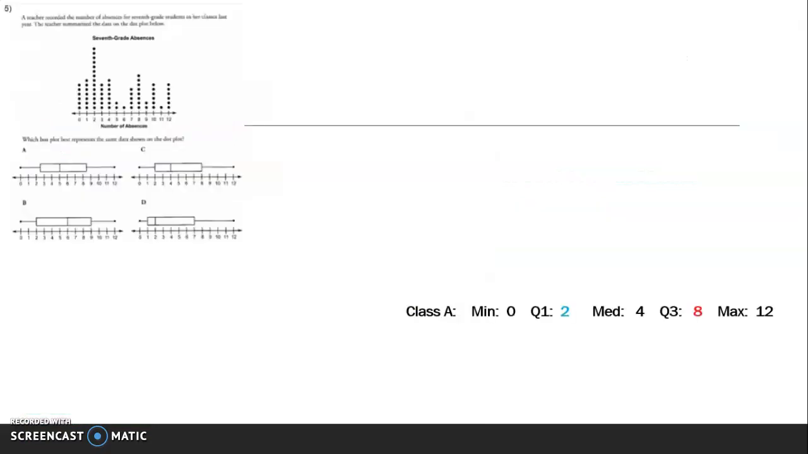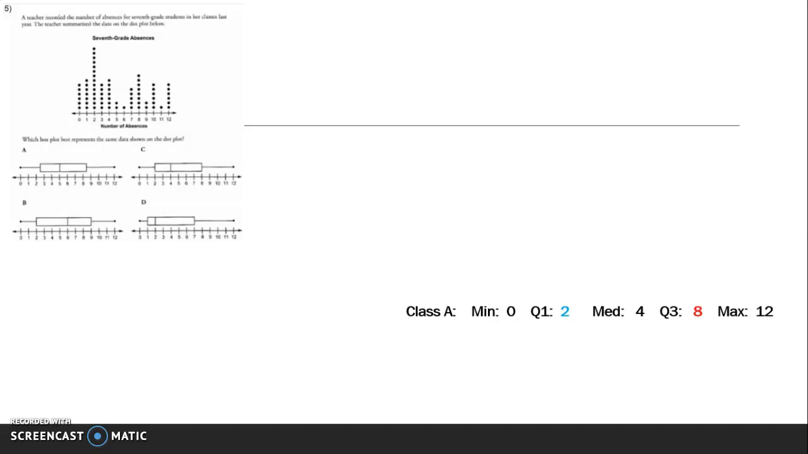For 5, we see that a teacher recorded the number of absences for 7th grade students in her class last year. The teacher summarized the data on the dot plot below. It says, which box plot best represents the same data on the dot plot? Now we're moving back to what we learned yesterday. I still have class A already set up, but that's the information we're going to have to get to, following all the steps we learned yesterday.